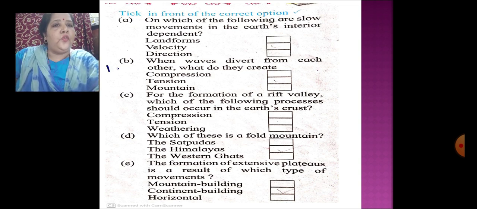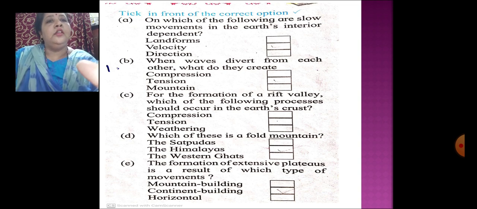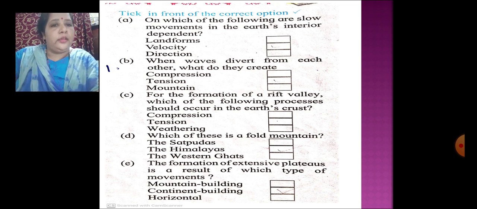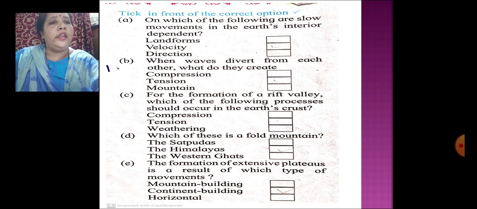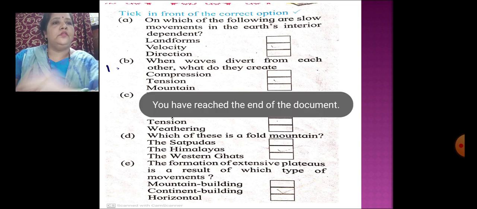Which of these is a fold mountain? The Satpuras, the Himalayas or the Western Ghats? The Himalayas, as we have already learnt. The formation of extensive plateaus is a result of which type of movement? Mountain building, continent building or horizontal? I had told you about the plateaus. It is continent building. Correct.